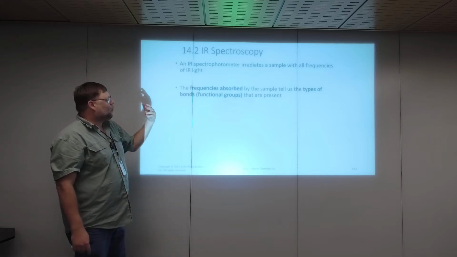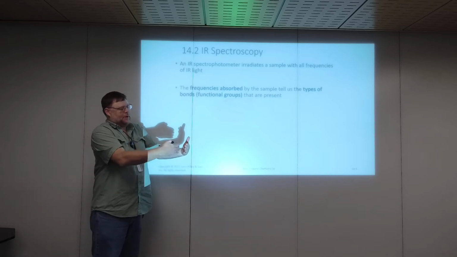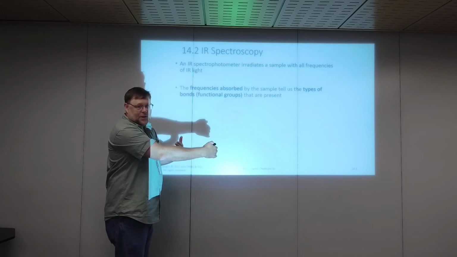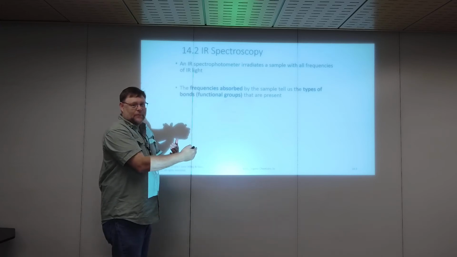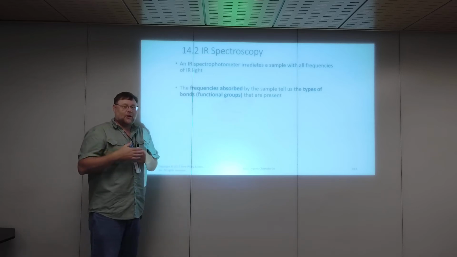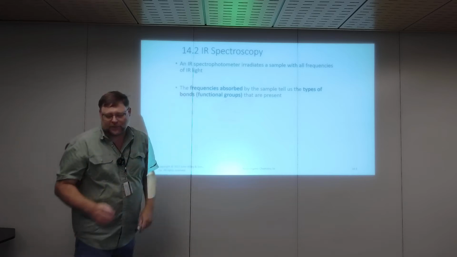When you record an infrared spectrum, you put a sample in the spectrometer, you bombard it with infrared light, and on the other side you have a chip that records what light gets through. So what you're really measuring is which frequencies or wavelengths of infrared light are absorbed by the sample. And that's going to tell us which functional groups are present.